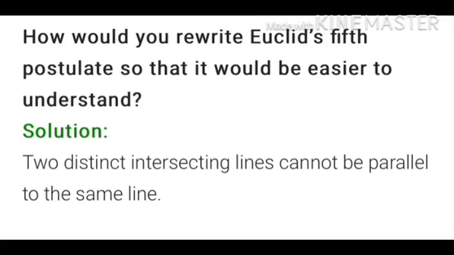Now these questions are from exercise 5.2. How would you rewrite Euclid's fifth postulate so that it would be easier to understand? Solution. Two distinct intersecting lines cannot be parallel to the same line.